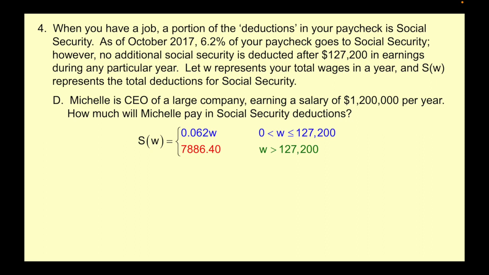So if this person is making $1.2 million each year, we can see that that wage value is definitely above the cutoff of $127,200. So this person would pay that flat rate of $7,886.40.